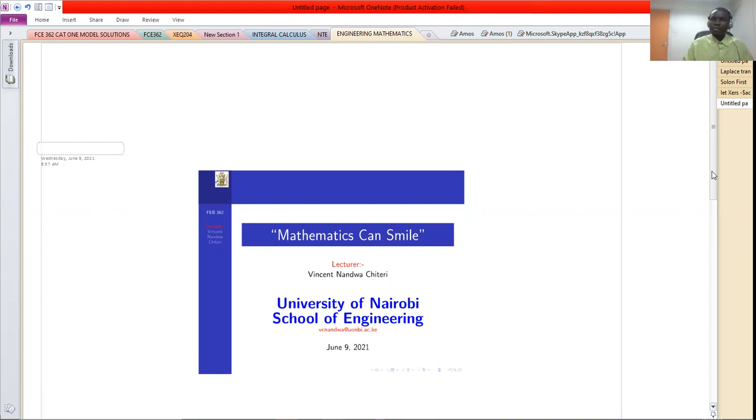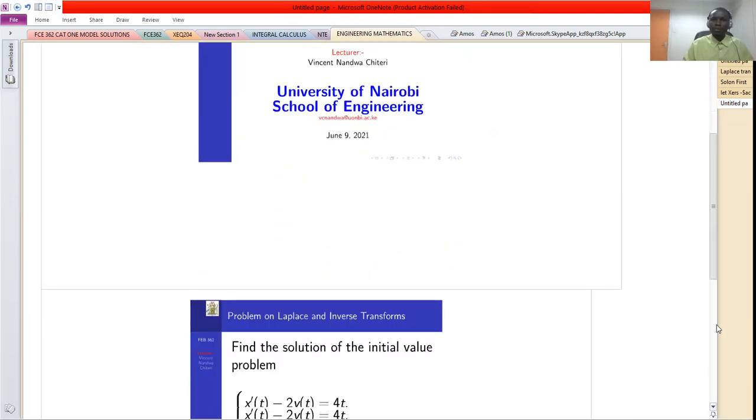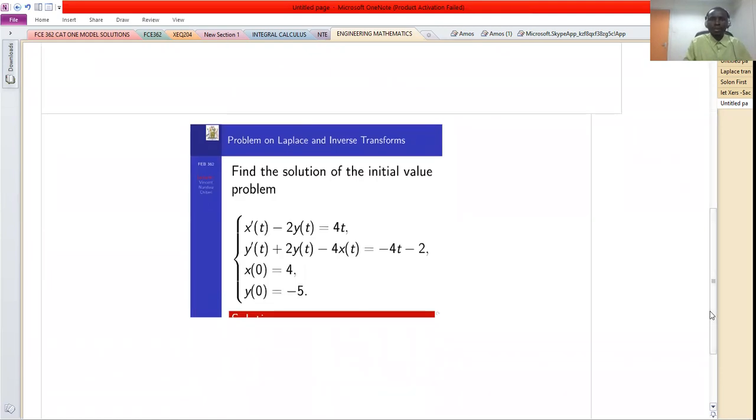So this is a problem. You have to solve the initial value problem: y prime of t plus 2y of t minus 4x of t equals minus 4t minus 2, and x prime of t minus 2y of t equals 4t, subject to the initial conditions x at 0 is 4, and y at 0 is minus 5.